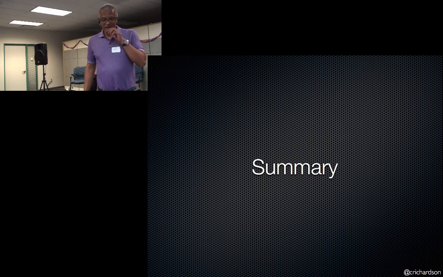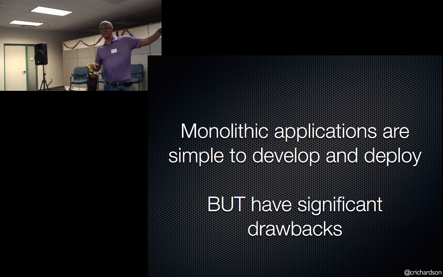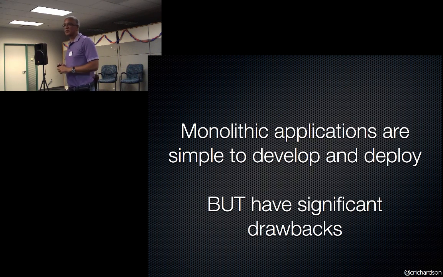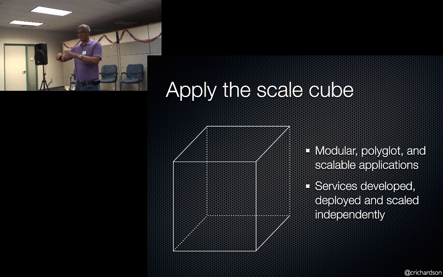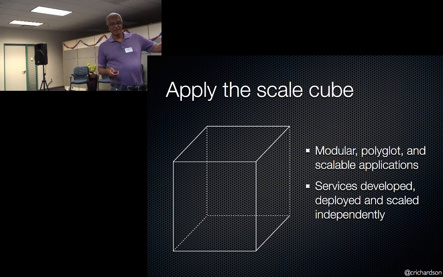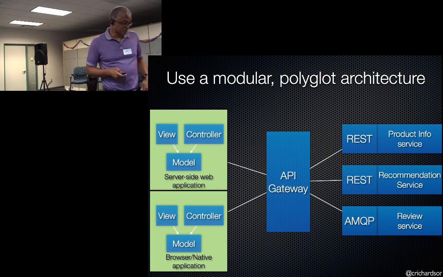So anyway, I talked about a whole bunch of stuff for a really long time, so that's my talk. If you remember at the beginning, I said monolithic apps are simple to develop and deploy, but once they get to a certain level of complexity, you run into problems. So the solution is to apply the scale cube and functionally decompose the app into what are now called microservices. So you end up with an architecture that looks like this.